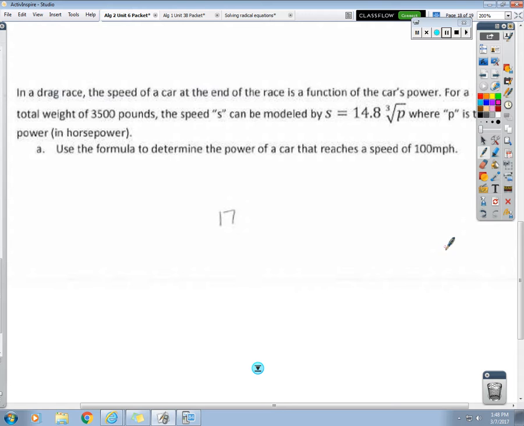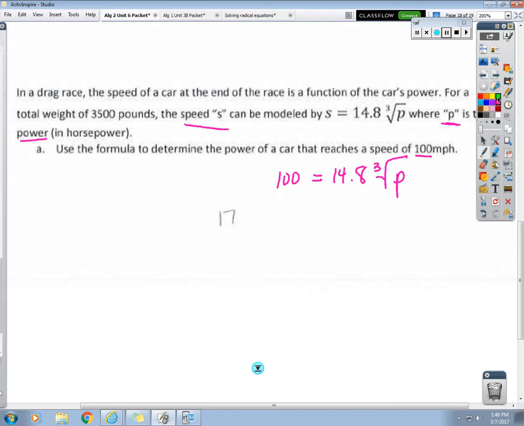In a drag race, the speed of a car at the end of a race is a function of the car's power. For a total weight of 3,500 pounds, the speed S can be modeled by the equation S equals 14.8 times the cube root of P, where P is power, and that's in horsepower. Use the formula to determine the power of a car that reaches a speed of 100 miles per hour. So where will that 100 get plugged in? In the S. So 100 equals 14.8 times the cube root of P.